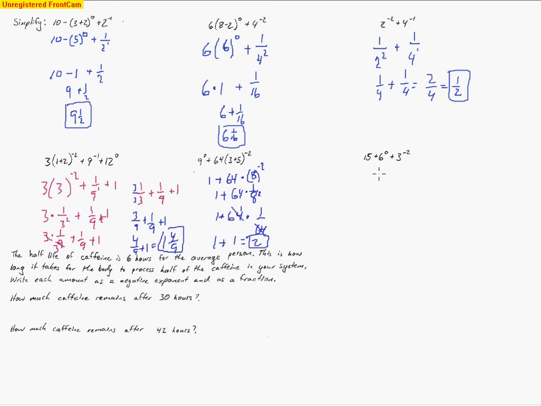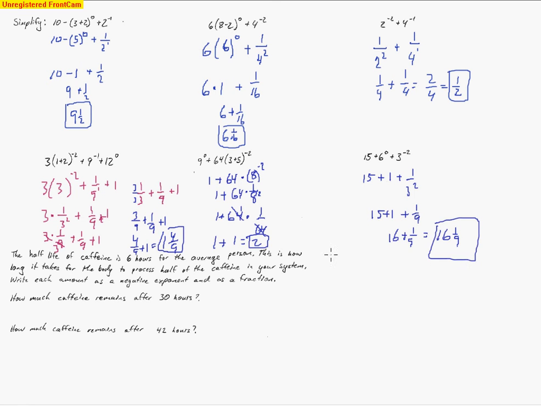from. Over on this one, I've got 15 plus 1, 6 to the 0 is 1, plus 1 over 3 to the second. So 15 and 1 plus 1/9 gives me 16 plus 1/9, which gives me 16 and 1/9.